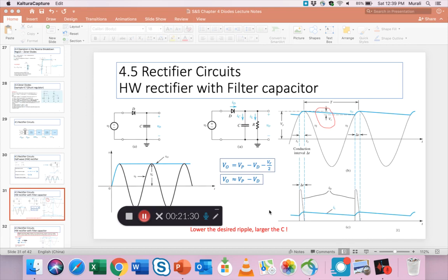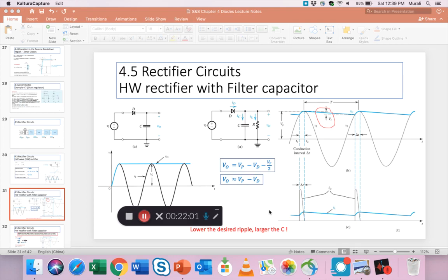But that doesn't mean the load is not getting the current. The load is getting the current, and the IL in blue is the load current, and you will notice that there is almost completely load current. The diode current is a much smaller pulse as shown. So I hope that is clear.